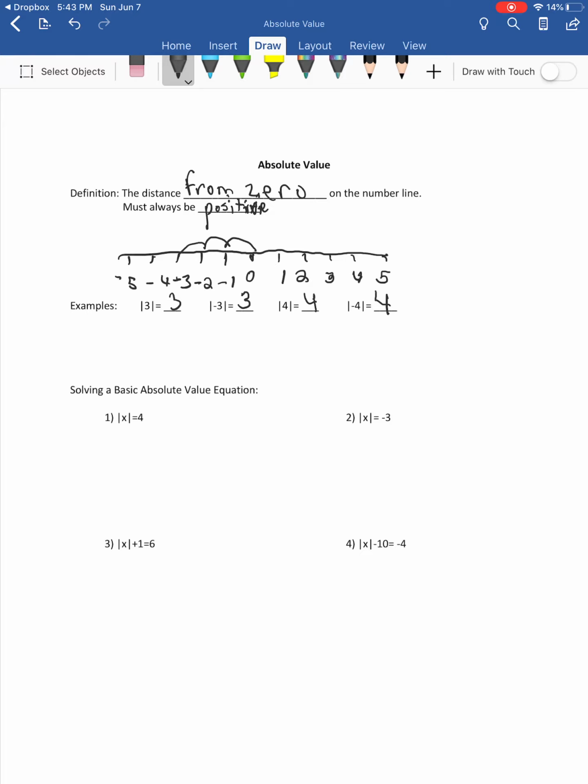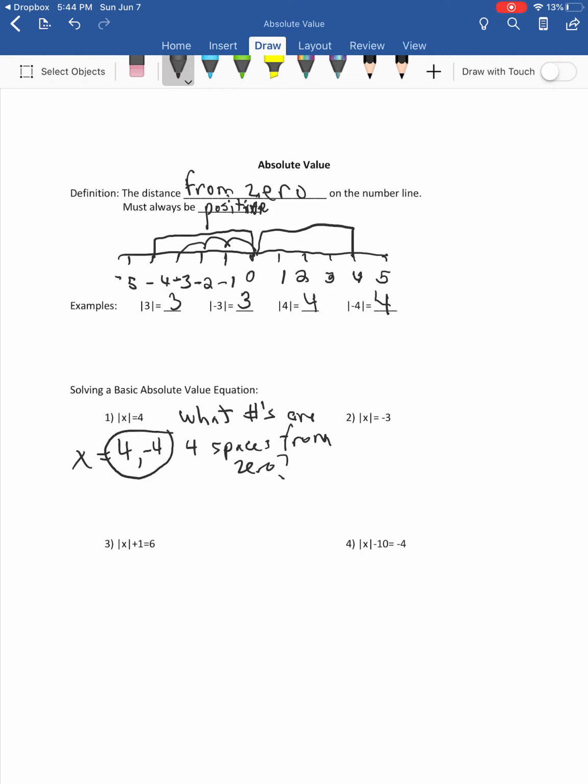So this is like saying what numbers are 4 spaces from 0. Okay, so from 0, well, +4 is 4 spaces away, and so is -4. +4 is 4 units right, and -4 is 4 units left. So the numbers that have an absolute value of 4 are 4 and -4. Okay?